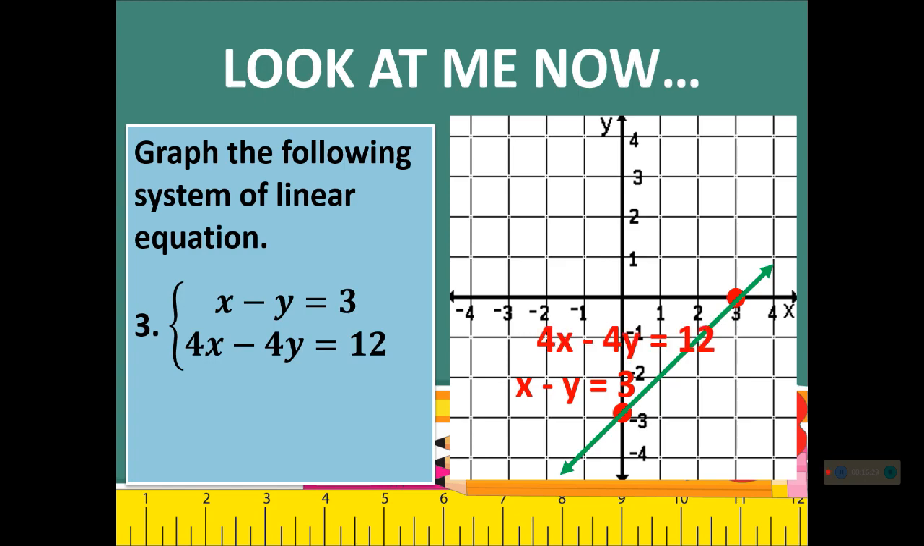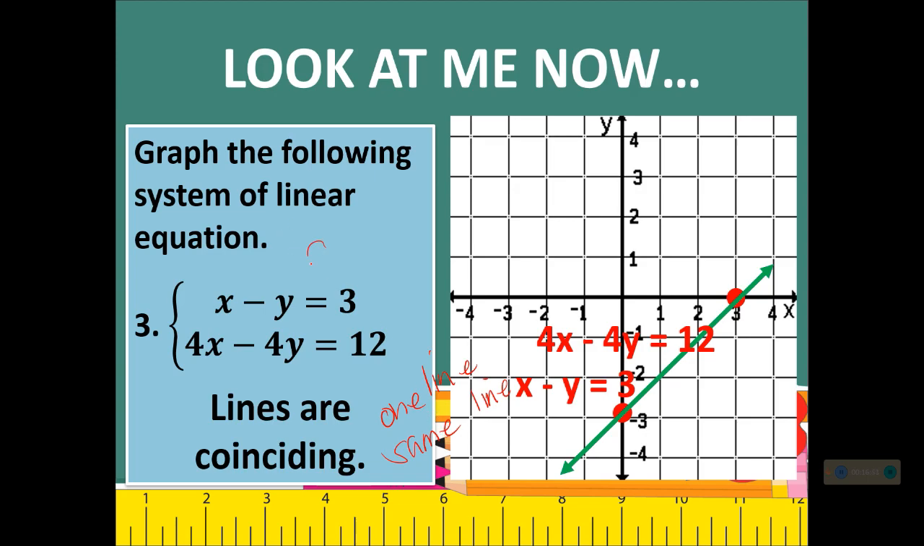And that is the graph of 4x minus 4y equals 12. Okay. So what have you noticed now on our lines? Yes, correct. The lines are coinciding. So when we say coinciding, you have just obtained one line, or in some books, the same line. Okay? And the kind of system, if you obtain coinciding lines, one line or same line, is dependent.